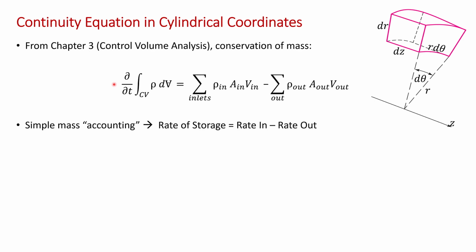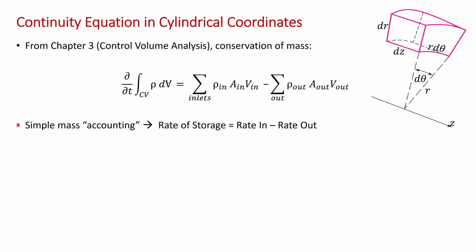In Chapter 3, for a finite-sized control volume, we showed that the conservation of mass can be given by this expression. The first term here is the rate of mass storage in the control volume, so it's the time rate of change of the integral of rho dV. Rho dV integrated over the control volume is just the total mass in the control volume. And so the rate of storage in the control volume equals the mass flow rate in, summed over all the inlet faces, minus the mass flow rate out, summed over all the outlet faces.